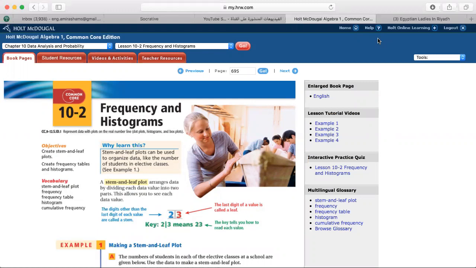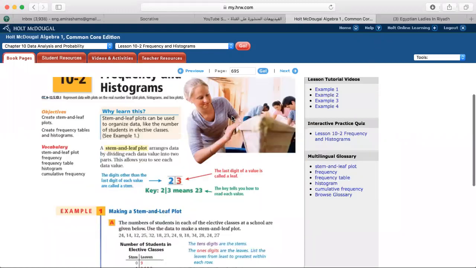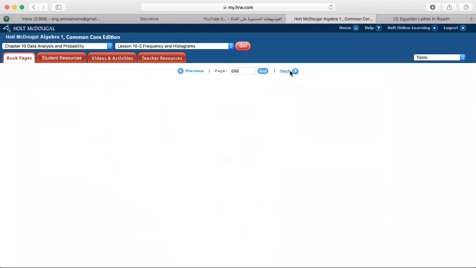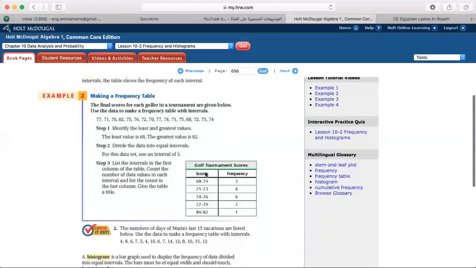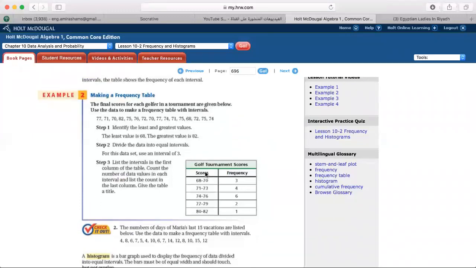Yesterday, we started to revise chapter 10, lesson 2. We revised how to make a stem and leaf plot. Next, in this lesson, we also learned how to make a frequency table. Let's review quickly how to make a frequency table.